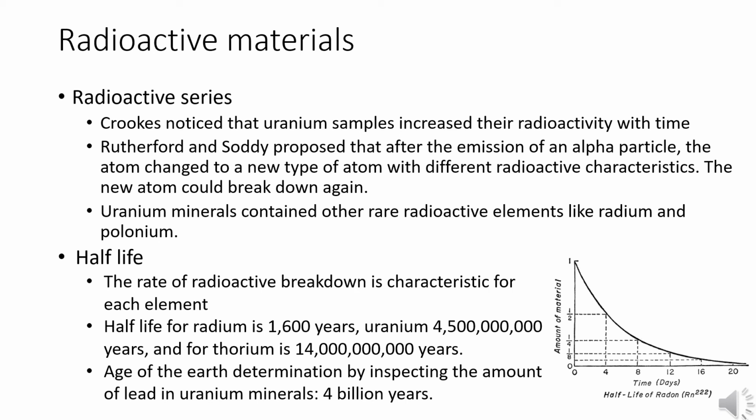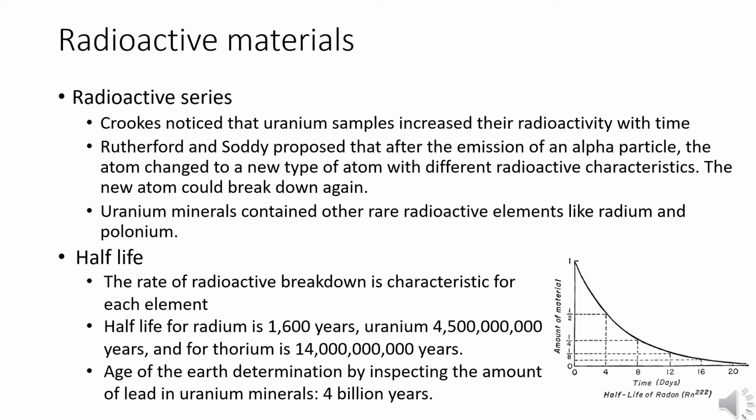In order to explain that, it was a quite logical conclusion that after the emission of an alpha particle, the atom has to change, because it lost 2 protons and 2 neutrons. And remember, if you lose protons, then you change the atomic number, and therefore you have to move 2 positions in the periodic table to the left, because you lose the 2 protons. In this case, after the emission of the alpha particle, you end up with an atom of another element.